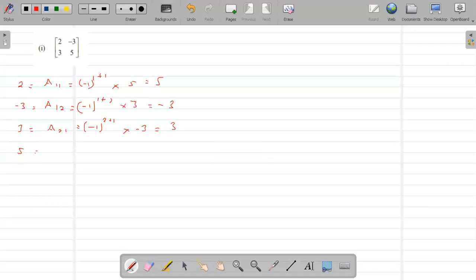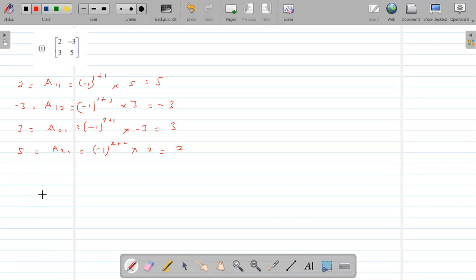And last number will be 5. So second row, second column, minus 1 to the power 2 plus 2 into the opposite number is 2. Okay? So it will be positive 2. Everybody understood till here? Does anybody have any doubt till here? Because we have already found these kinds of things in the previous question.